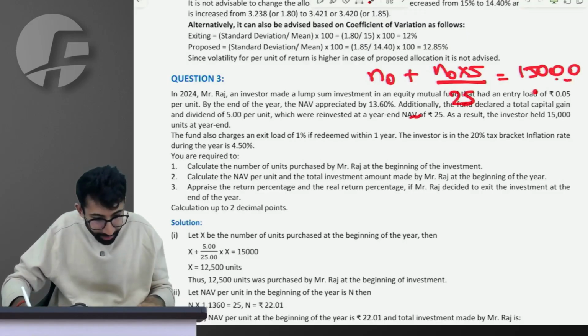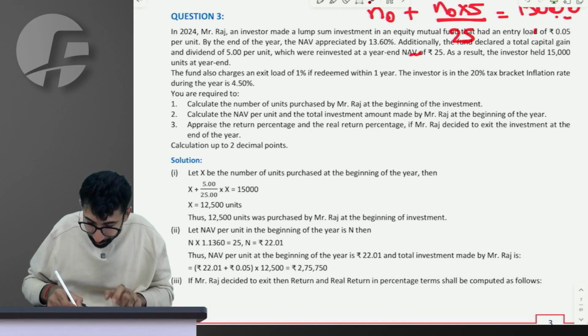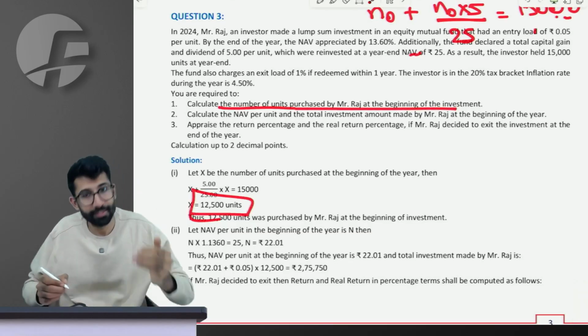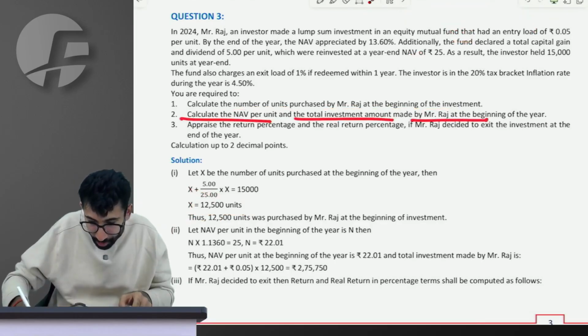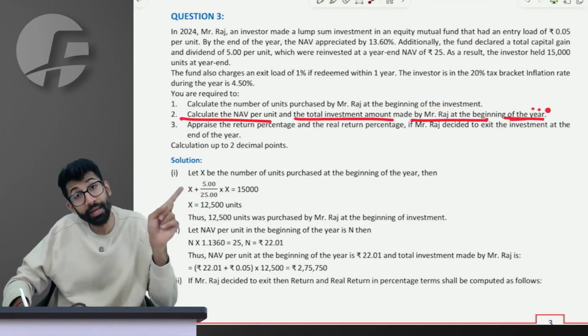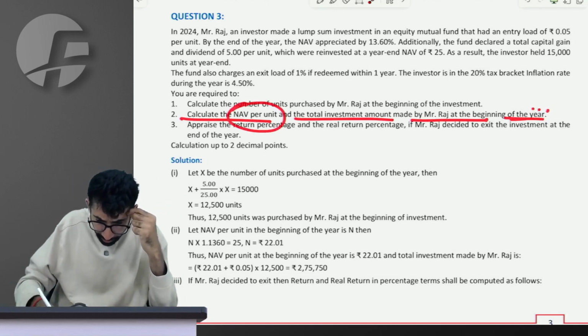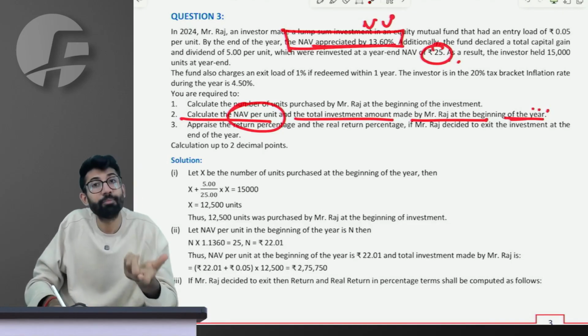When you solve this, it is like 5 divided by 25, plus 1, into N0, equal to 15,000, gives me 12,500 as the opening number of units. Easy, basic. Sir, next. Calculate the NAV per unit and total investment made by Raj in the beginning of the year. Sir, on that day, on the beginning, NAV per unit, closing NAV has been given. Sir, NAV appreciated by 13.6%.